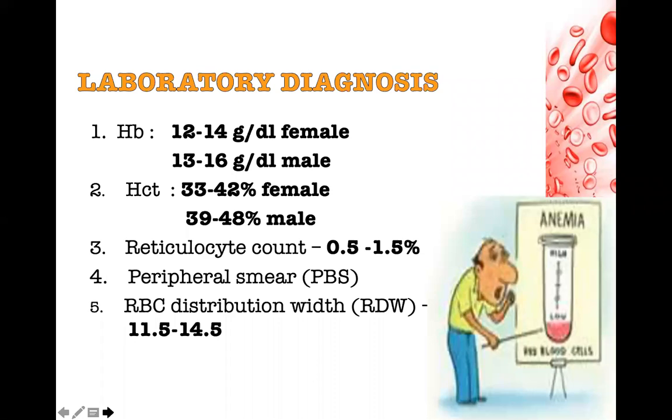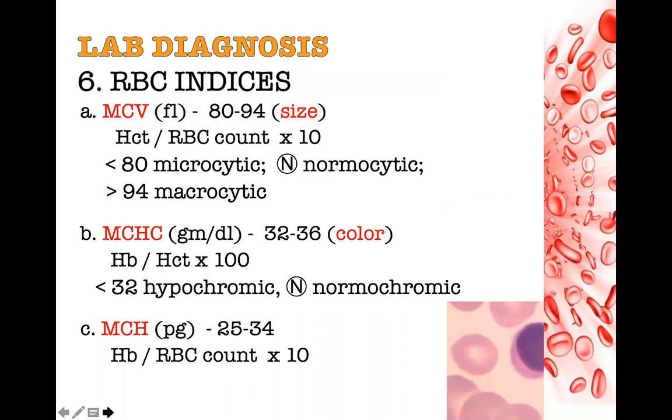Other tools that we use to diagnose anemia are the peripheral blood smear and your indices, such as your RDW, which ranges from 11.5 to 14.5. RDW measures the size variation of the red cell, or the anisocytosis. Then among other indices, you have your MCV, which is a reflection of size. The formula is hematocrit divided by RBC count times 10. The normal ranges from 80 to 94. A number lower than that would be considered microcytic, and a number higher than 94 is considered macrocytic.